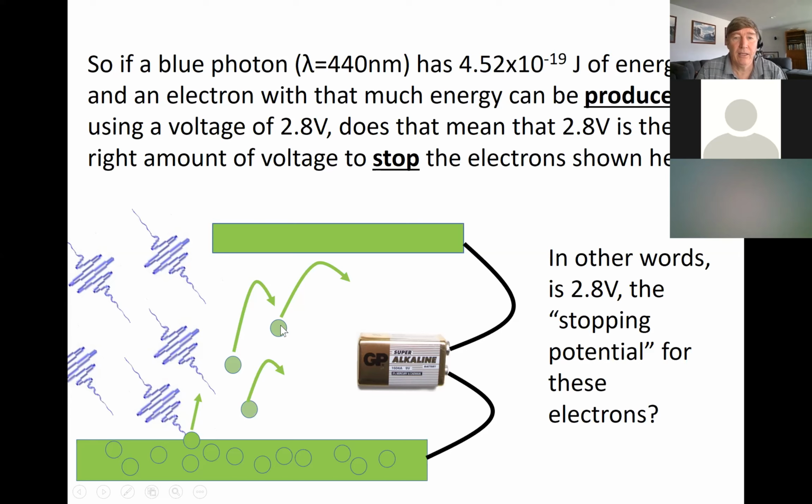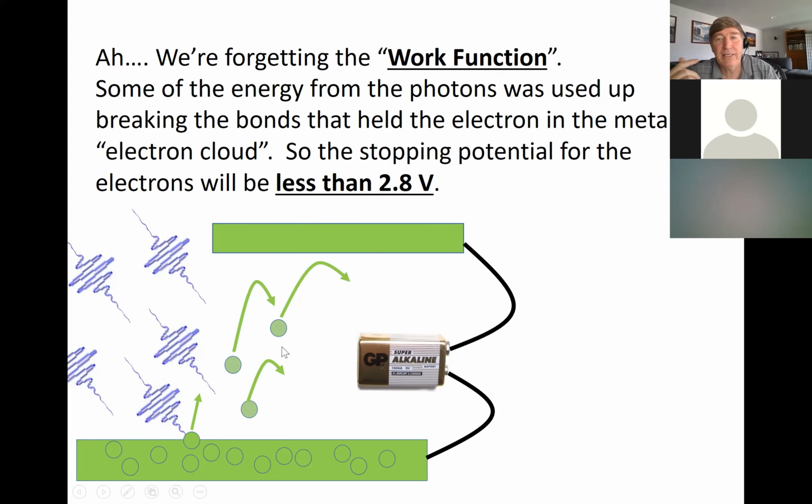Okay, so then the question becomes, is 2.8 volts going to be the right stopping potential in this case? Well, the thing is, we made an assumption where we purposely ignored the work function, and we can't do that because in reality, every metal has a certain bond strength. So the electrons are being held, they may be loosely held, but they're still being held. So there is an amount of energy that does have to be overcome.